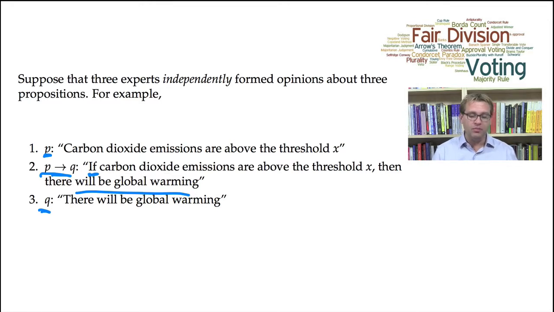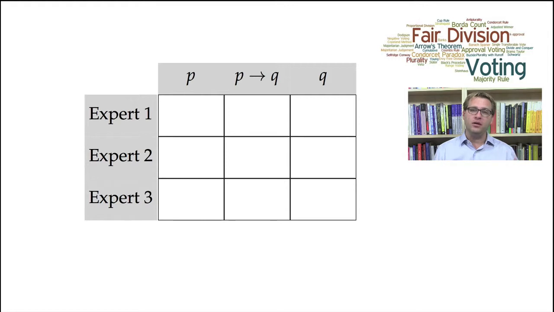Now, we're going to assume that our three experts form their opinion, and the only assumption I'm going to make is that the experts' opinions are logically consistent. So what does that mean? Well, let's say expert 1 judges both P to be true and P implies Q to be true. So according to the rules of classical logic, Q has to be true in this case. So I'm going to assume that expert 1 also then judges Q to be true. So the constraint on the experts is just that their judgments are logically consistent.